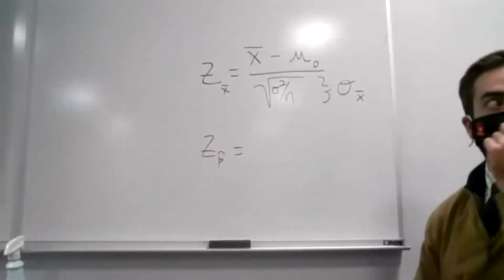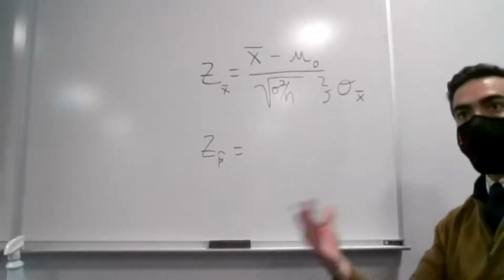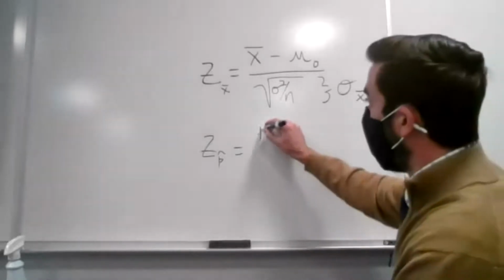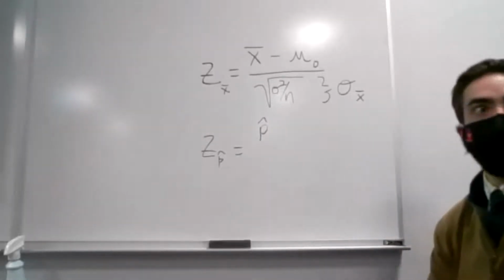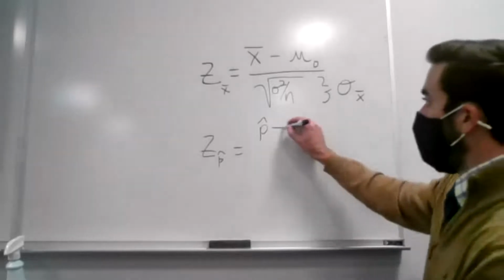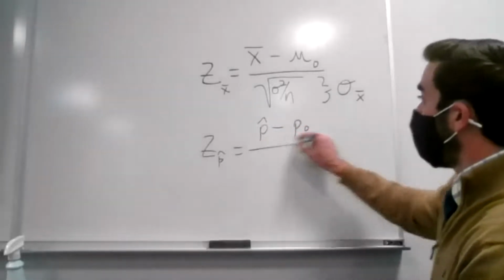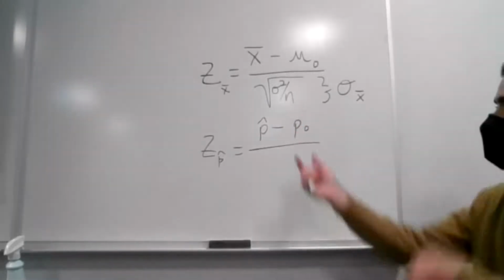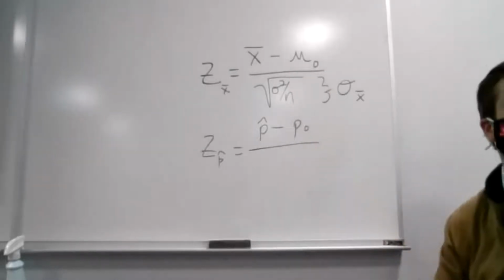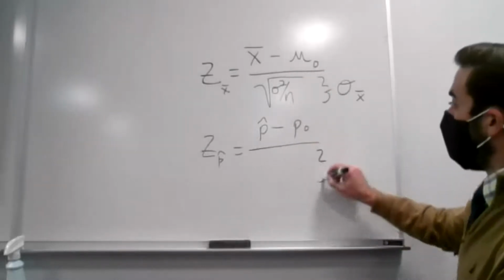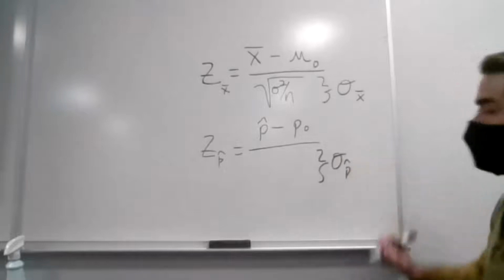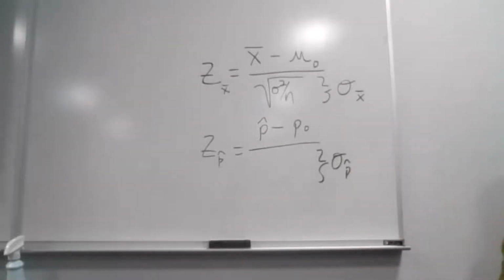If I'm going to calculate a test statistic for my proportion, well, what do I observe? I observe from my sample a sample proportion. I will then subtract the assumed true population proportion, right? Really the same thing, it's just looking at a different statistic. And then I'm going to divide by the standard deviation of my sample proportions.